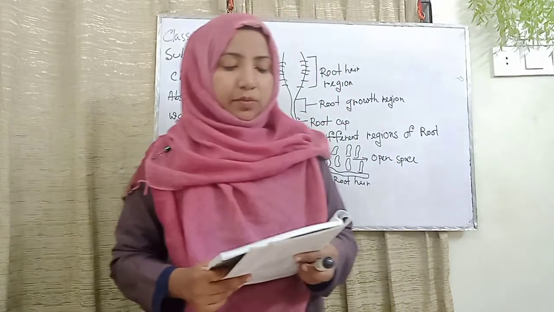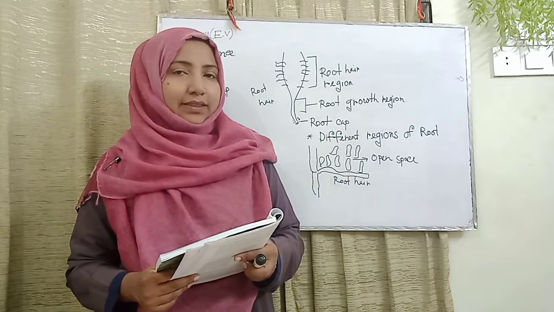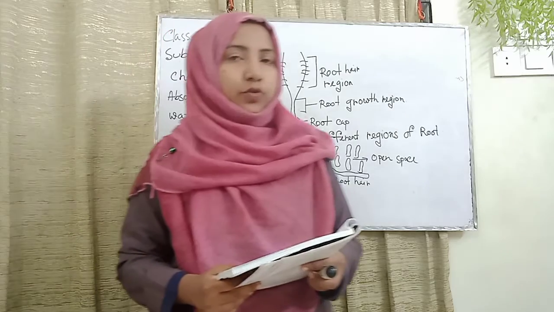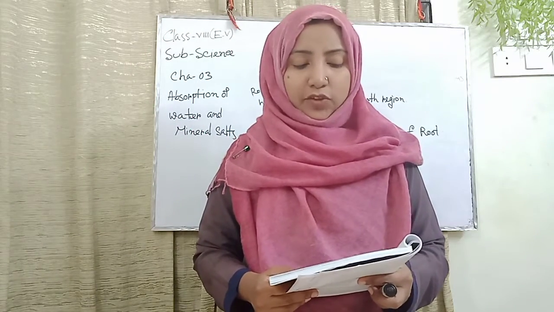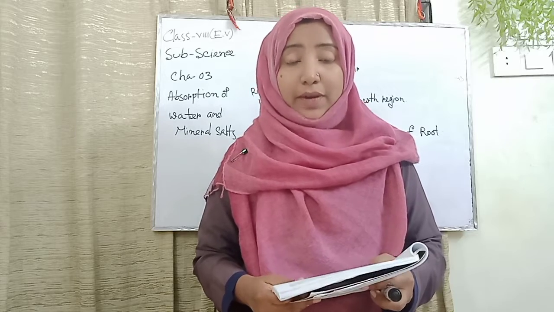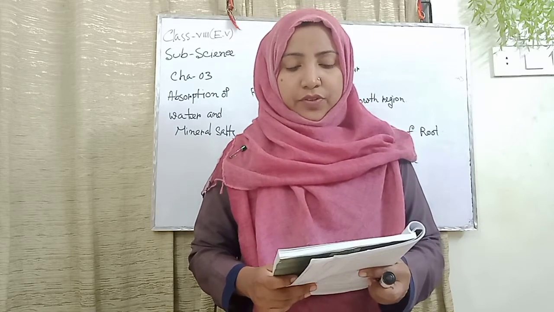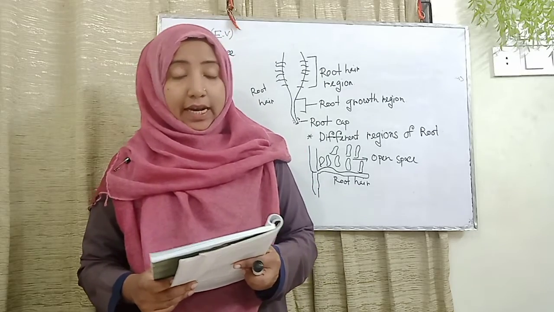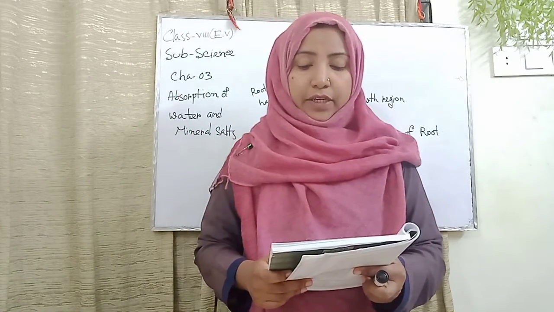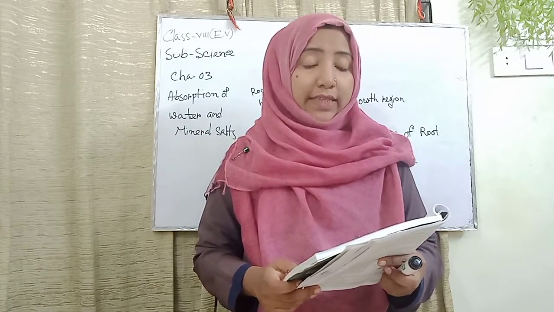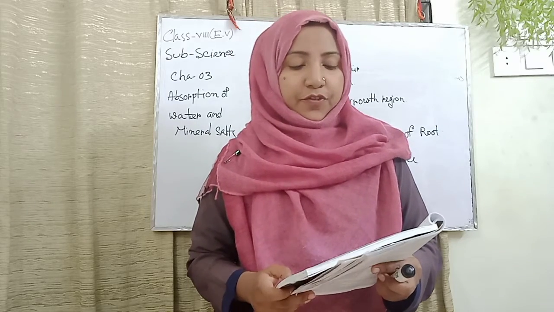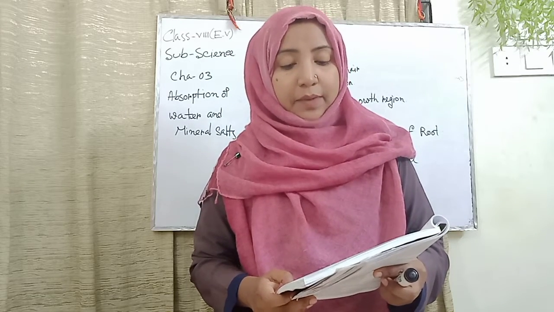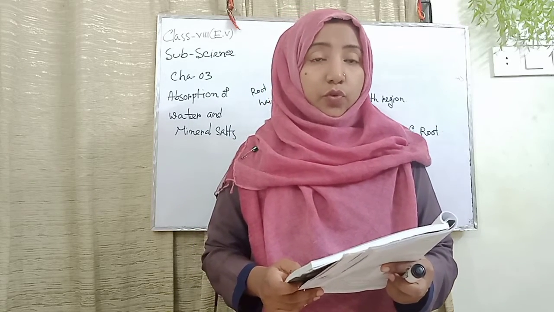Now, the mechanism of water absorption in plants. First, the process by which living cells of the plant body take in water and mineral salts dissolved in water is generally known as absorption. Terrestrial land plants absorb water from soil through root hairs.